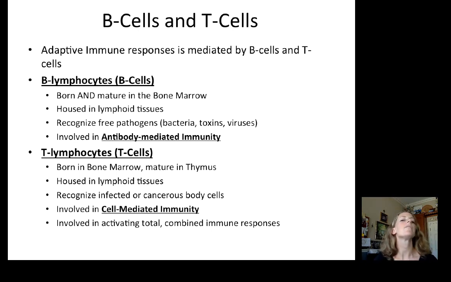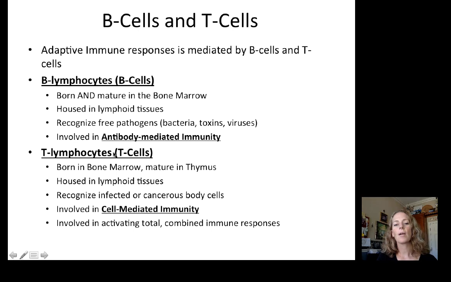So this is driven by the B cells and the T cells. The B cells are named B cells because they are born and mature in the bone marrow. They are then housed in the lymphoid tissues. B cells are going to recognize free pathogens, bacteria, toxins, viruses floating freely in the body. They are going to produce and create the antibody-mediated immune response.